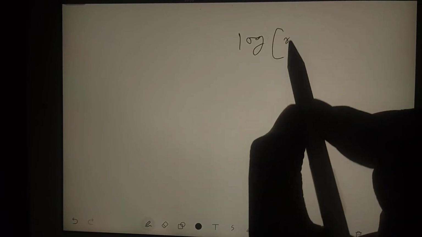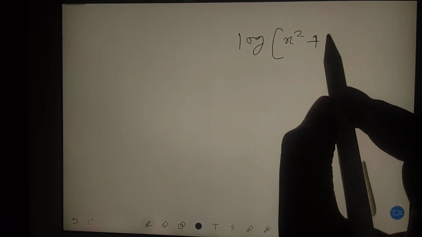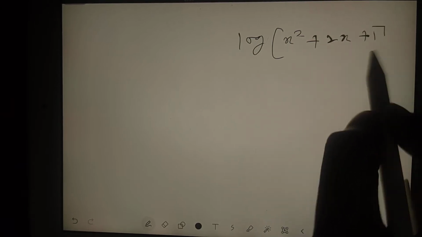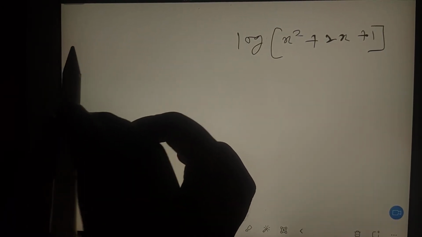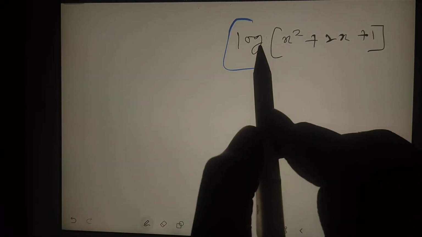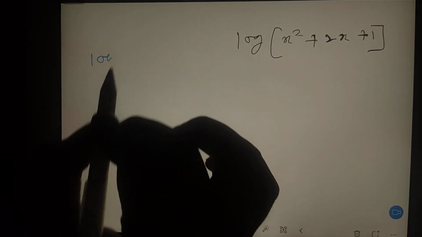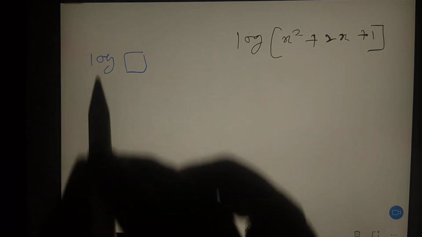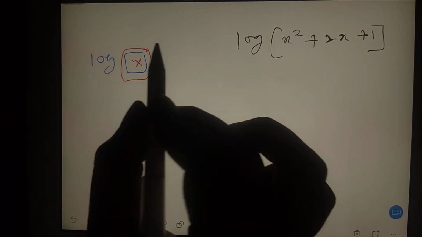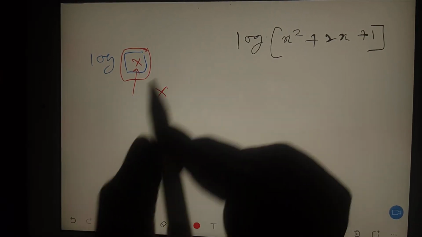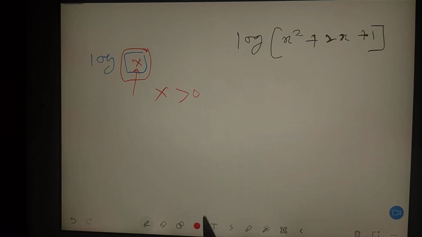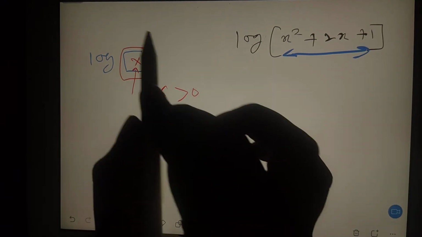Log of x square plus 2x plus 1. Now see, this is my new question. So you just add it to your notes, because I am changing the function now. Whenever you have a log, whatever is in front of the log, consider that as x. This entire value cannot be negative, it cannot be 0. So this value should always be greater than 0 according to the condition of log.